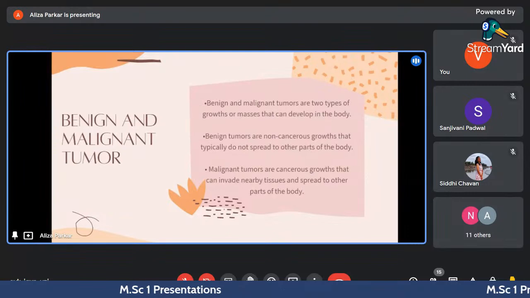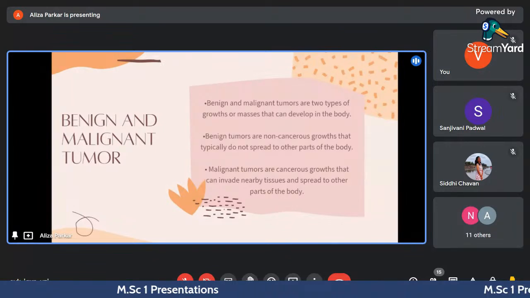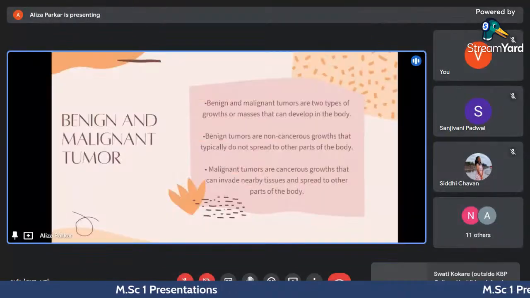Benign and malignant tumors. Benign and malignant tumors are two types of growths and masses that can develop in the body. Benign tumors are non-cancerous growths that typically do not spread to other parts of the body, whereas malignant tumors are cancerous growths that can invade nearby tissues and spread to other parts of the body.